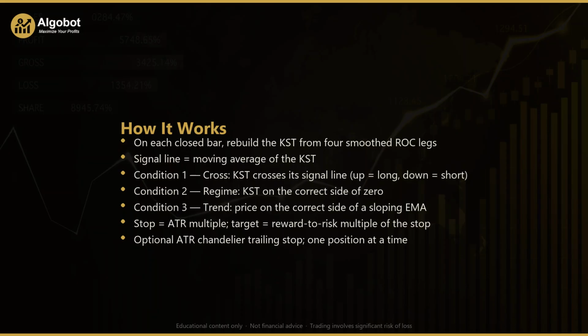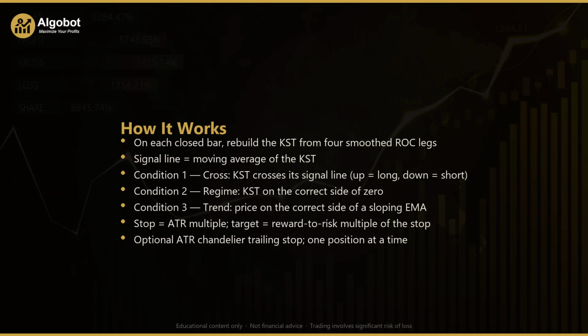The third condition is the trend filter. The strategy calculates an exponential moving average of closing prices, 50 periods by default. For a long, price must be above that average, and the average must be rising. For a short, price must be below it, and the average must be falling. Only when all three agree does the strategy signal a trade.